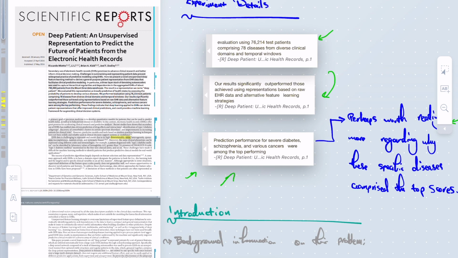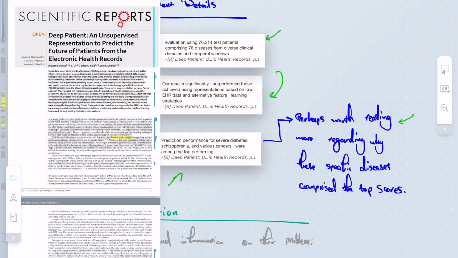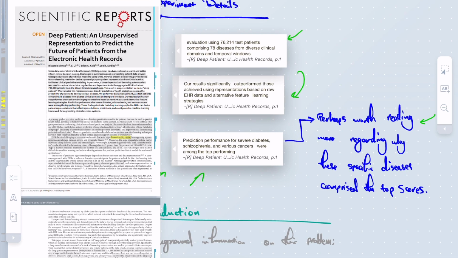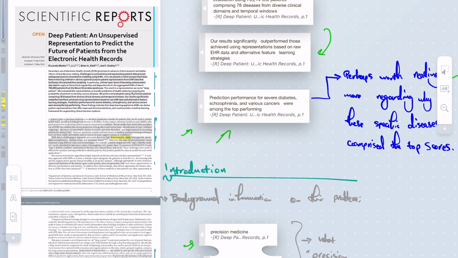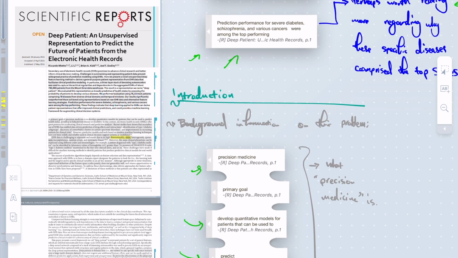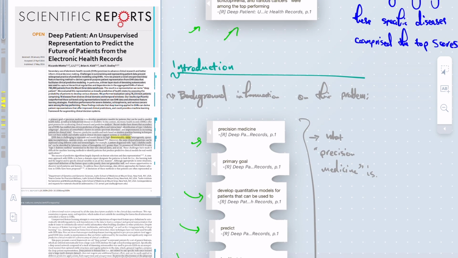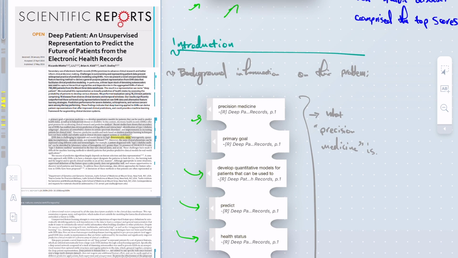Their experiments have shown that performance on severe diabetes, schizophrenia, and various types of cancers are among the top performing. So these are things that are worth reading. If somebody has this sort of electronic health record representation, it might be worthwhile to go over them and figure out why some diseases are top performing. So let's go over the introduction.